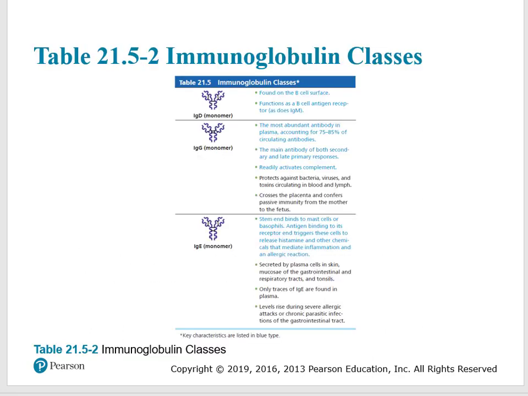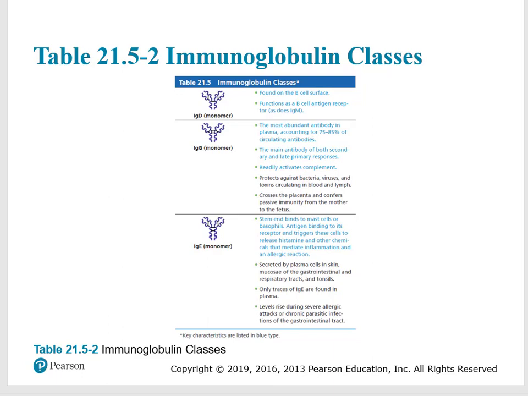Then you have your IgD, which is a monomer, and it is found in the cell membrane of your B cells. So it forms a receptor of your B cells. And then IgG, again, like I said, is the late primary response or secondary response.